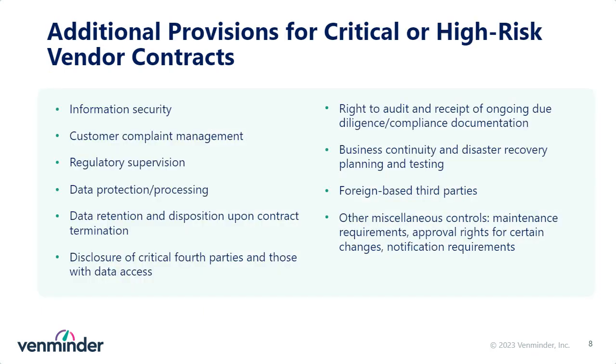So as I just referenced, there are some additional provisions that would be reserved or necessary for your critical or high-risk vendor contracts, in addition to the long list that you saw on the previous page. And just to point out a few of these, information security is, of course, a very critical item to include and have far more structure and details in your contract for your critical and high-risk vendors. That would be a big one. Customer complaint management is another one that should be covered.